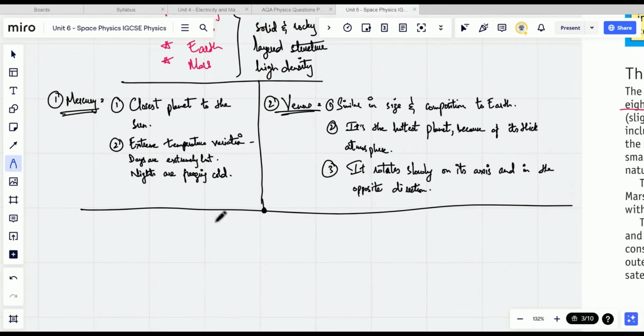So, what have we known so far? That Mercury is the planet that is closest to the sun. What do we know about Venus? This one's the hottest planet. It's similar in size to that of Earth, but it rotates very slowly and in the opposite direction. Okay?